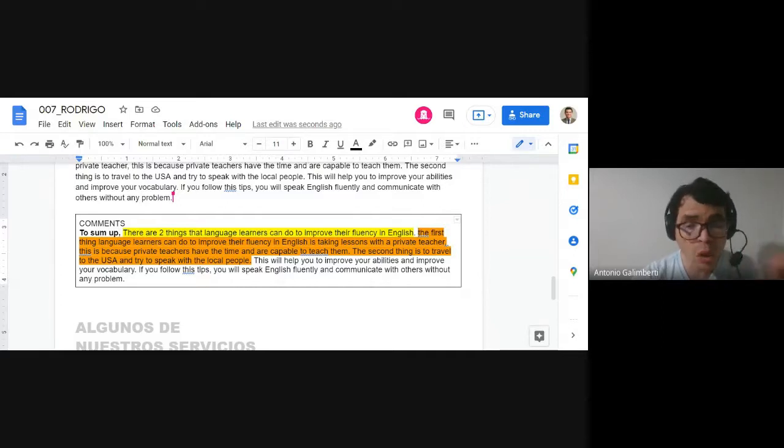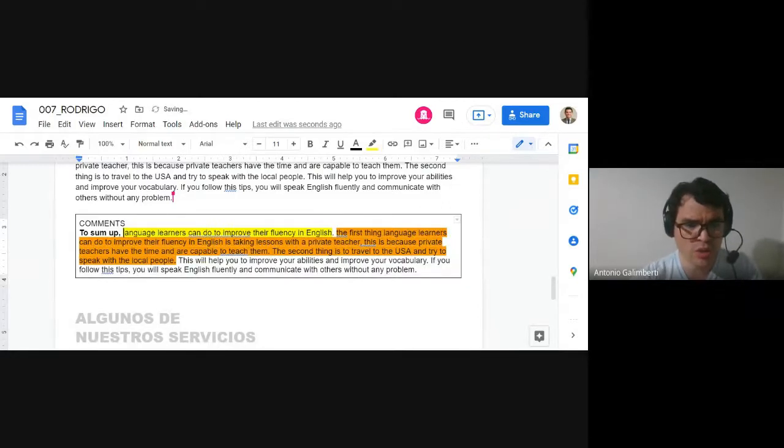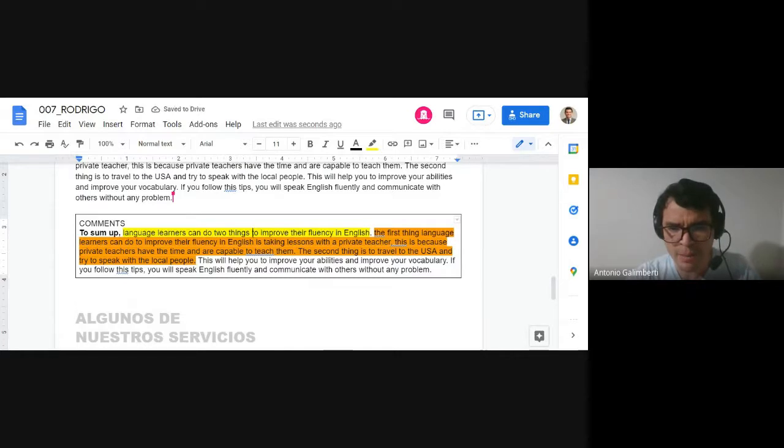So I would only say here, okay, to sum up, language learners can do two things, two practical things, to improve their fluency in English. I wouldn't say the first, the second, you don't need that anymore because you have already developed that. Here you just have to mention the two points you are developing, or you have been developing in this essay. So what can you say here?